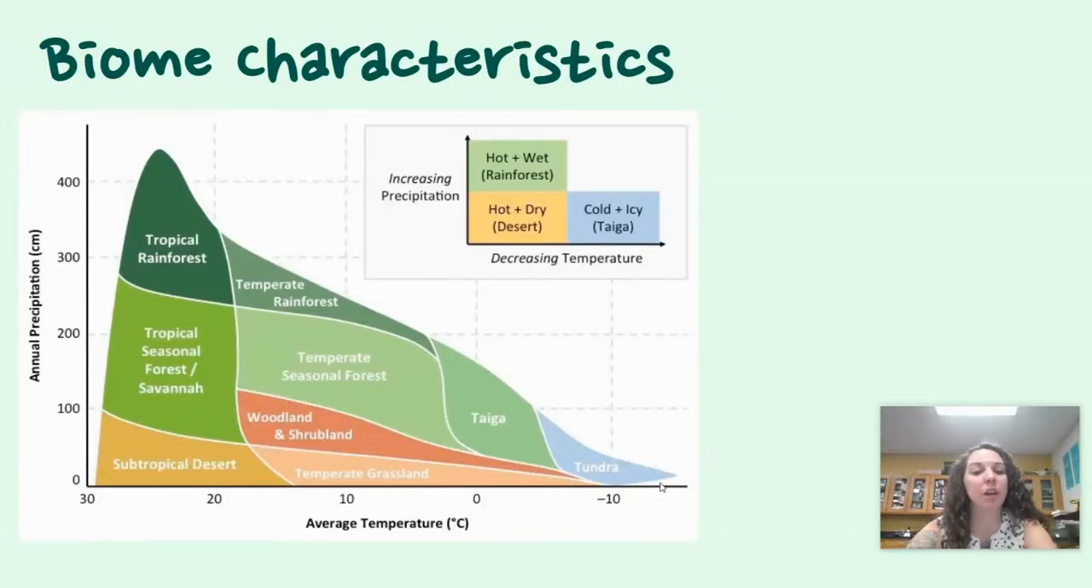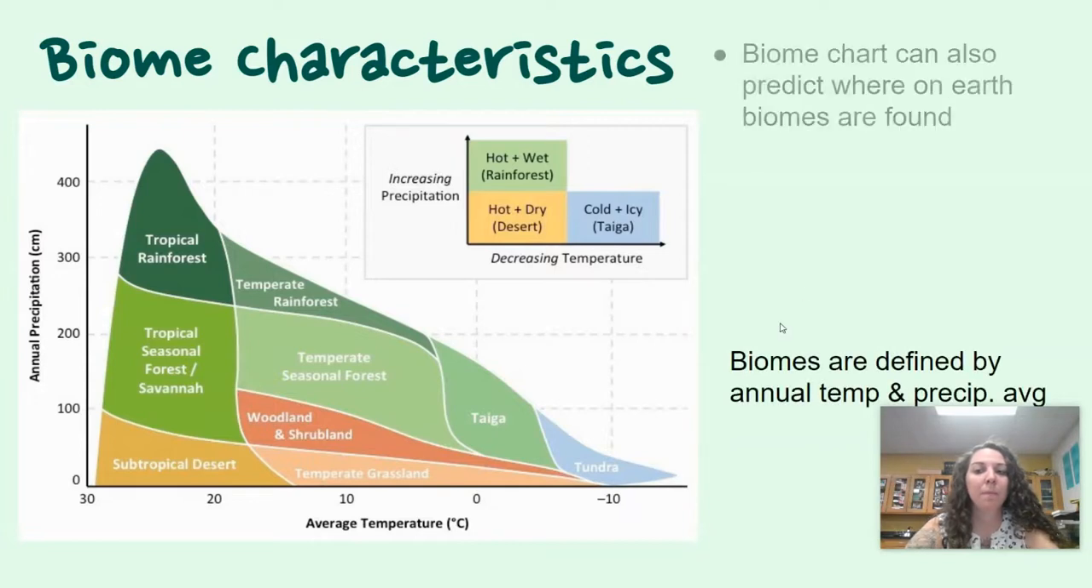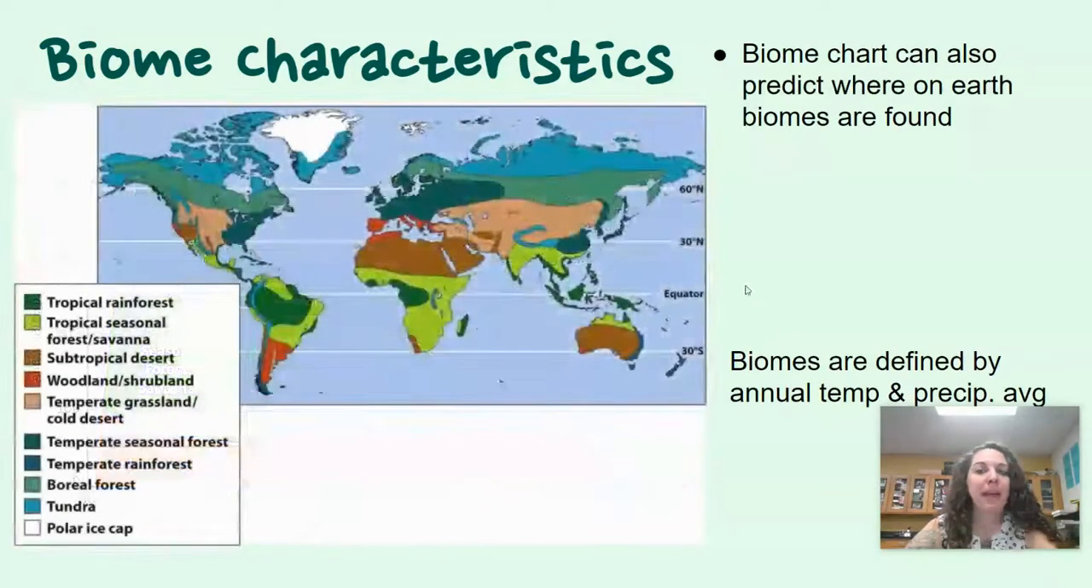So you can see the tundra down here. It's going to be our coldest. It's not going to have a ton of precipitation, but our tropical rainforest is going to be the warmest with the most precipitation. So that chart is also able to help us define where these things are going to be found on Earth.